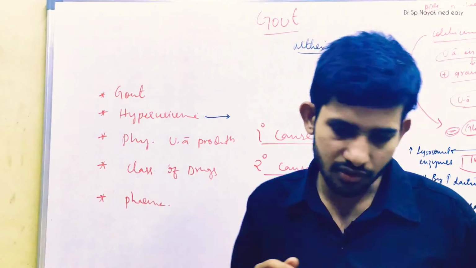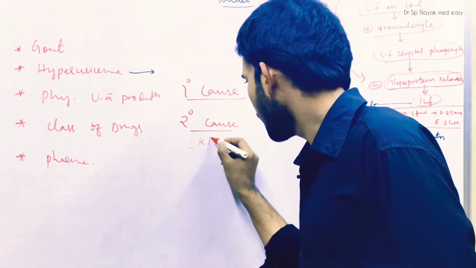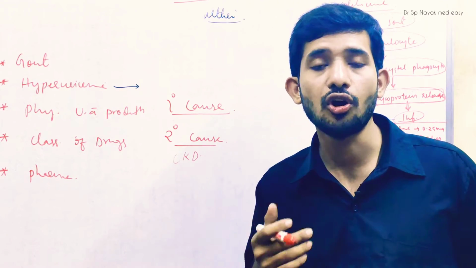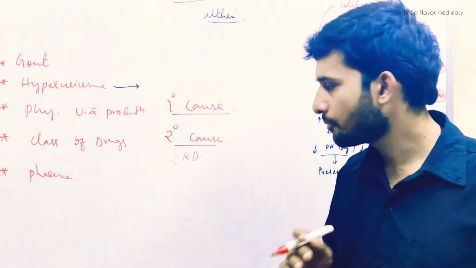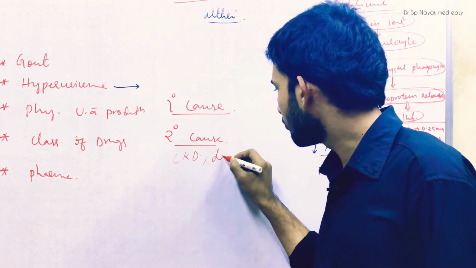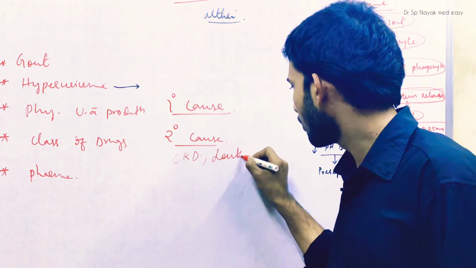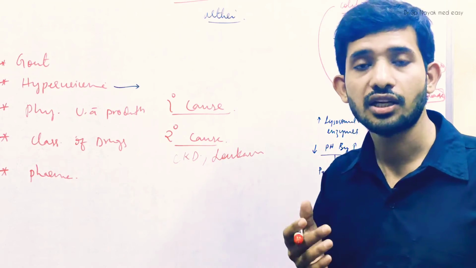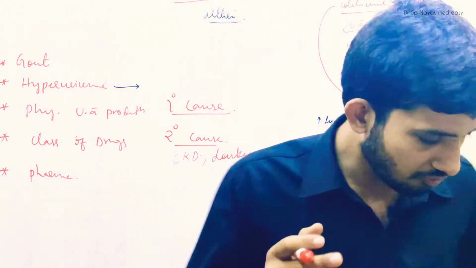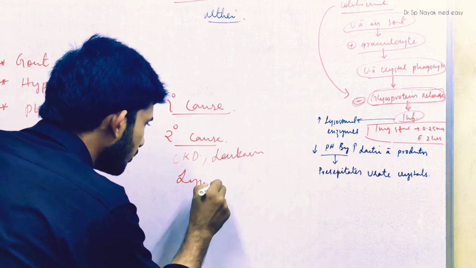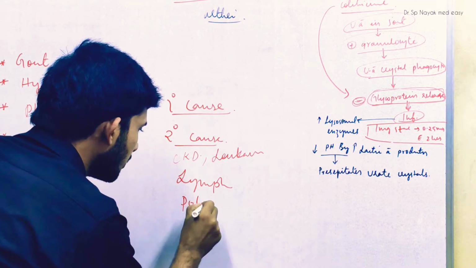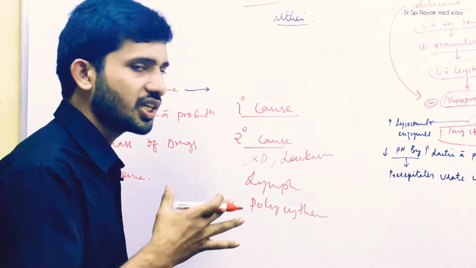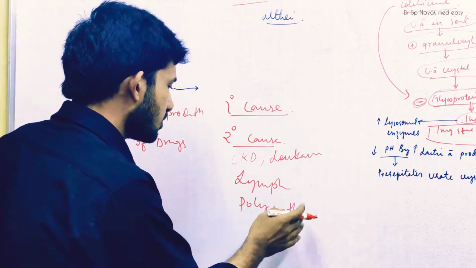We have some disease conditions like CKD. In CKD, because of reduced GFR, the synthesized uric acid will not be excreted from the body, and it causes hyperuricemia. Leukemia is another disease condition where uric acid production is very high, and patients will have hyperuricemia. We also have lymphoma and polycythemia. Polycythemia is a situation where increased RBCs are present in the body.